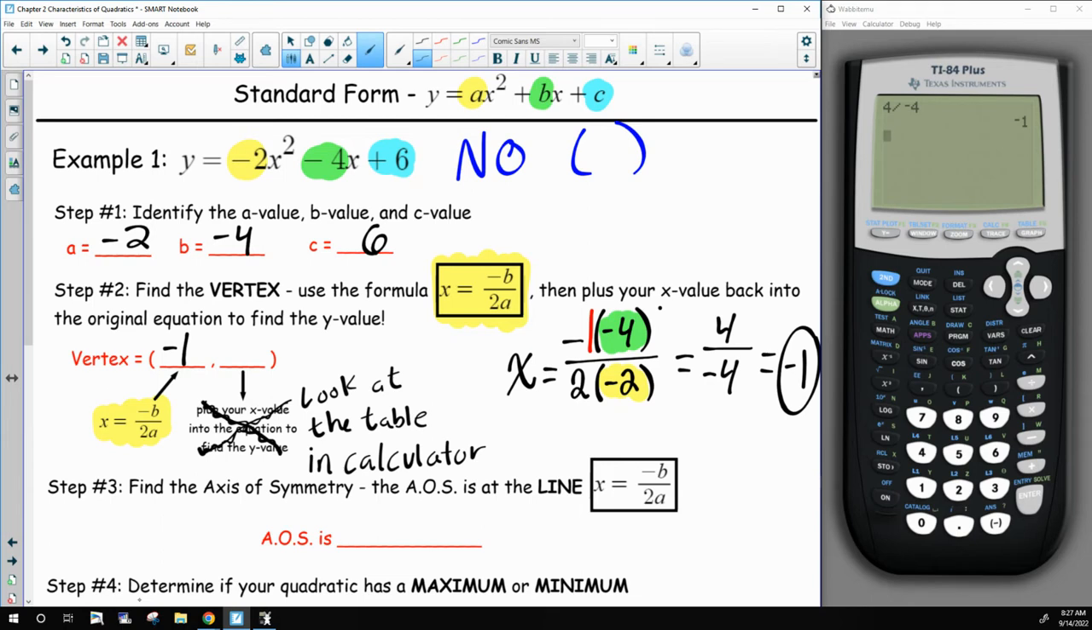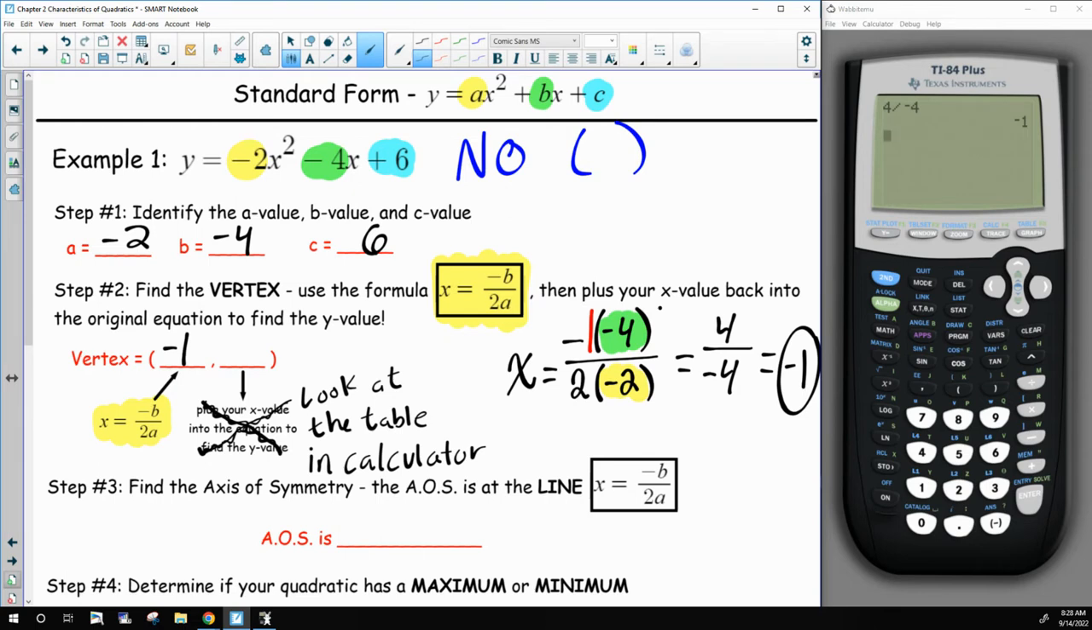Just your x value. We're not done with vertex though, are we? Because to find the vertex, you need to find a point, an x and a y value. We only know the x from our formula. We don't know y yet. Now, back when Kravitz and Baker, we were in school, we would have to take this negative 1, plug it back into our equation, do a bunch of solving to get y. But this morning, we realized there's a way easier way to do it.